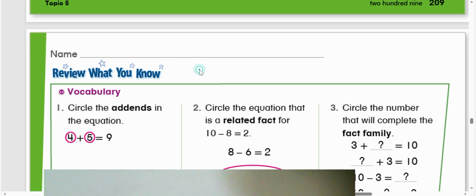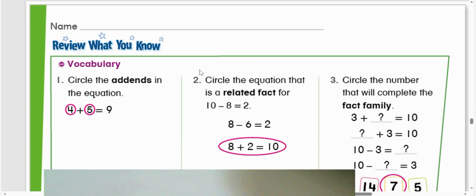Review what you know. Vocabulary: circle the addends here. 4 plus 5 equals 9, and the addends here are 4 and 5. The related fact here is 2 plus 8 equals 10. Help me to find the answer. 10 minus 8 equals 2. Then 2 plus 8 equals 10. We call it a related fact.